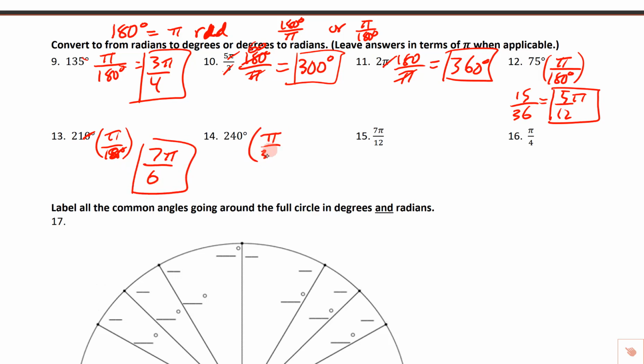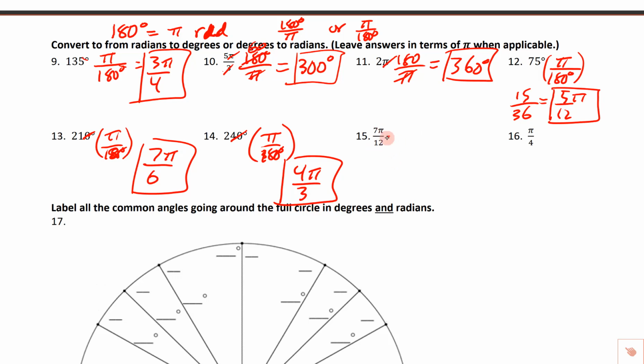We're going to do pi, and then this is 180 degrees. We're going to cancel the 0, so I've got 24 on the top and 18 on the bottom. 6 goes in here 4 times, and 6 goes in here 3 times. So this is 4 on the top, 3 on the bottom, and then we've still got the pi right there. And then 7 pi 12ths. Again, not one that we might recognize, but let's see what we can do about this.